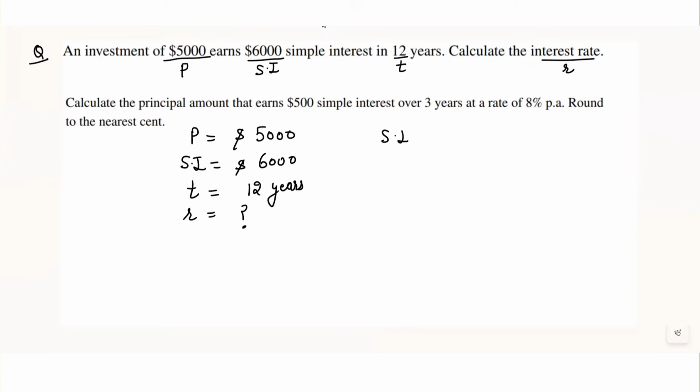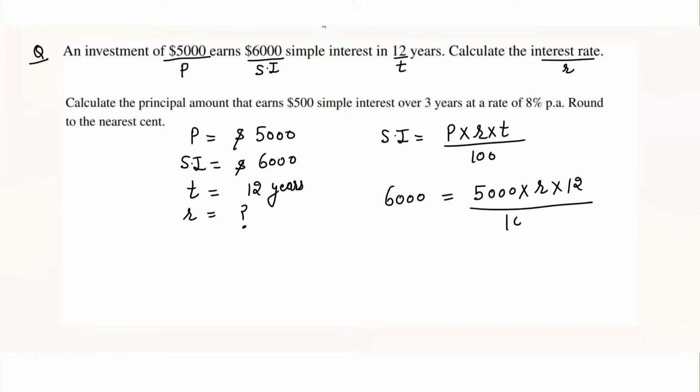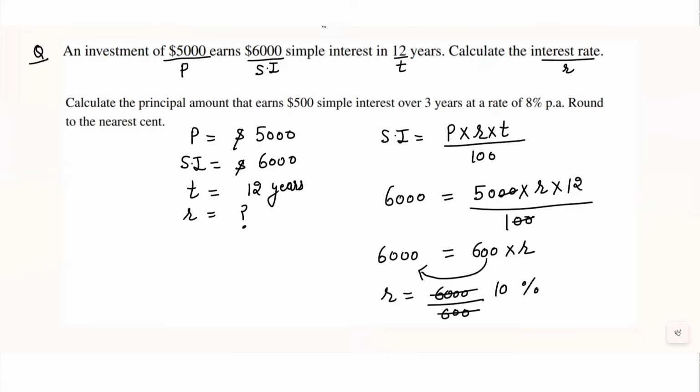So we will write here simple interest equals P into R into T over 100. So simple interest is 6,000, equals P is 5,000, R we will calculate, into 12 over 100. So we will simplify this part first. We'll get 6,000 equals 600 into R. Now 600 will come to this side. We'll write R equals 6,000 divided by 600. When we simplify it, we'll get 10%. So the value of rate is 10%.